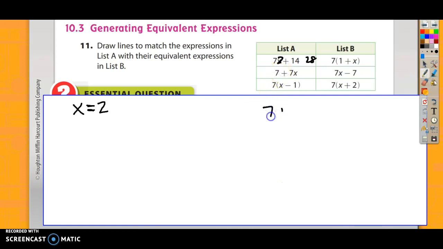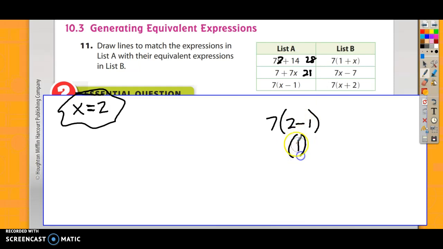The second one, 7 plus 7 parentheses 2. 7 times 2 is 14, plus 7 is 21. And the third one, I've got 7 parentheses 2 minus 1. If you're forgetting where I'm getting the 2 from, if you're thinking that's supposed to be x, I decided that I'm going to make all my x values be 2. 2 minus 1 is 1. 1 right next to 7 means 1 times 7. 1 times 7 is 7. The value of this one is 7. So I've got values of 28, 21, and 7.